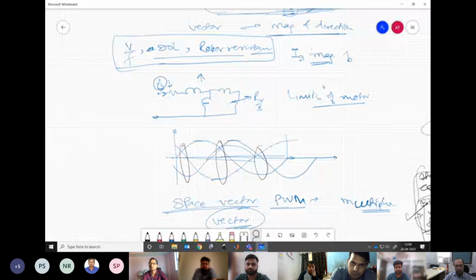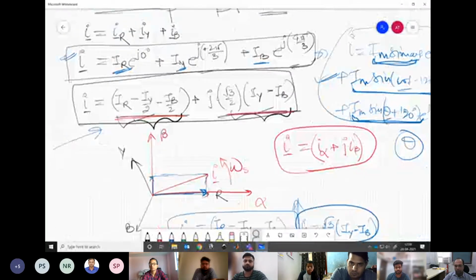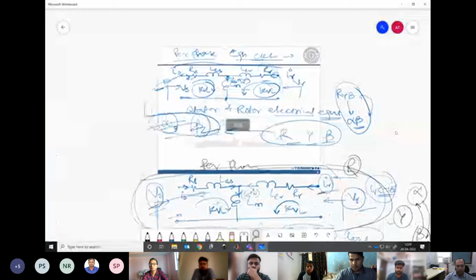So we have seen how three-phase or multi-phase quantities can be shown as a vector, which may have two orthogonal components. One can be called the real and another the imaginary component, and that is how we are defining the quantity as a vector. Then we went for understanding a general scenario, let's say a slip ring induction motor or something like that, where we have the possibility of giving voltage from both sides. So how do we write the equations for the stator and rotor sides?